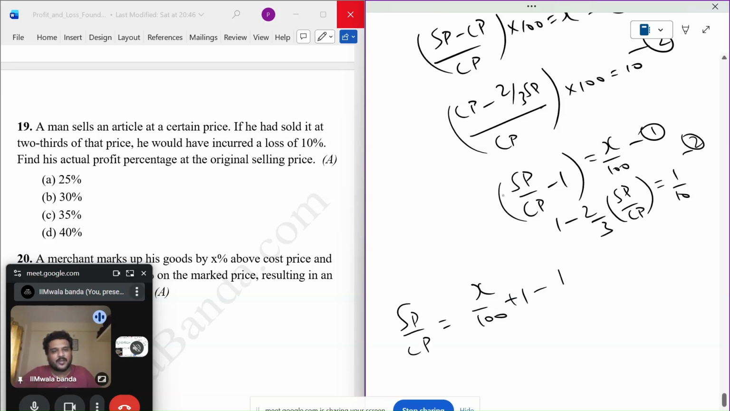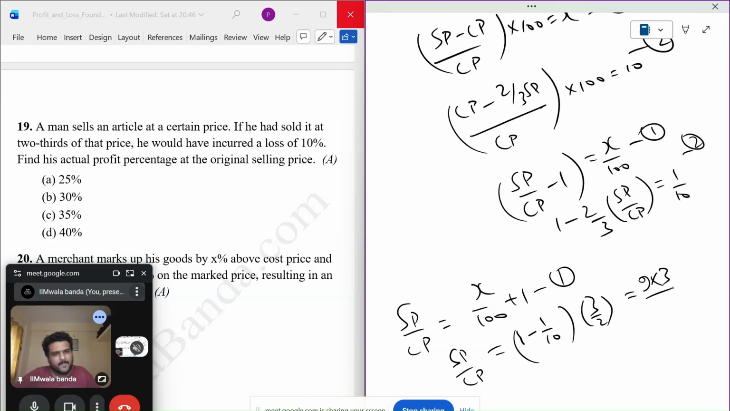And from the second equation, you can write SP by CP is 1 minus 1 by 10. And this is 2 by 3, which will come here and become 3 by 2. This is 9 by 10. Correct? Now equate the two. X by 100 plus 1 is 27 by 20. X by 100, if minus 1 will come here, 1 will become minus 1, so 7 by 20. 35%.